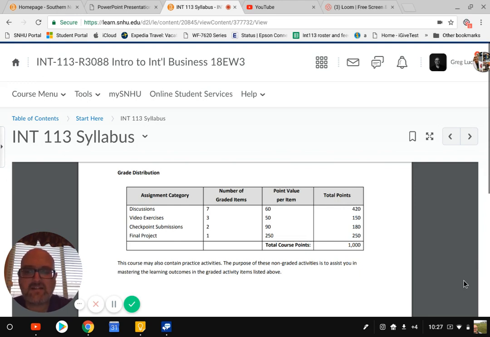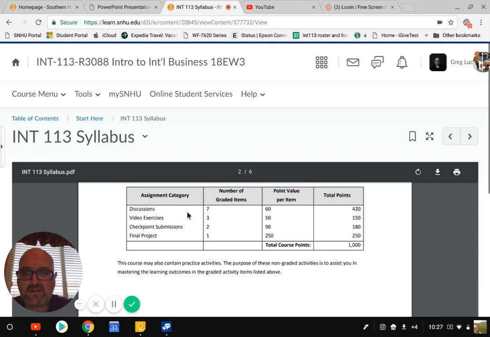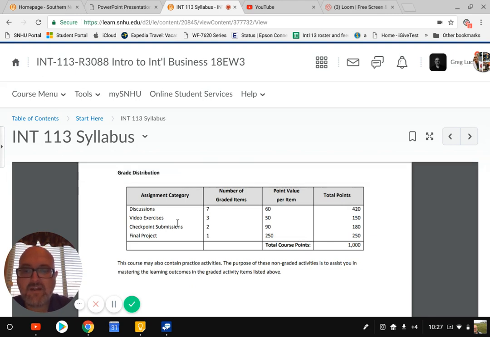So if we look inside the syllabus, you can see that we have our discussion points. Then we have 3 video exercises, which are completed in the MyLab environment. And then we have the checkpoint submissions, 2 of them, and then the final project. So just to focus on the checkpoints real quick, 2 checkpoints really do equal your final project. So in module 3, you're going to turn in really the first half of your final project, and then in module 6, which is checkpoint 2, you'll turn in the second half of your final presentation.